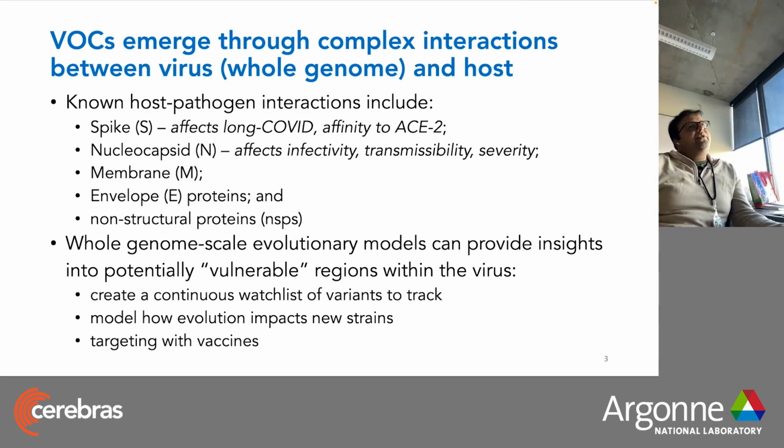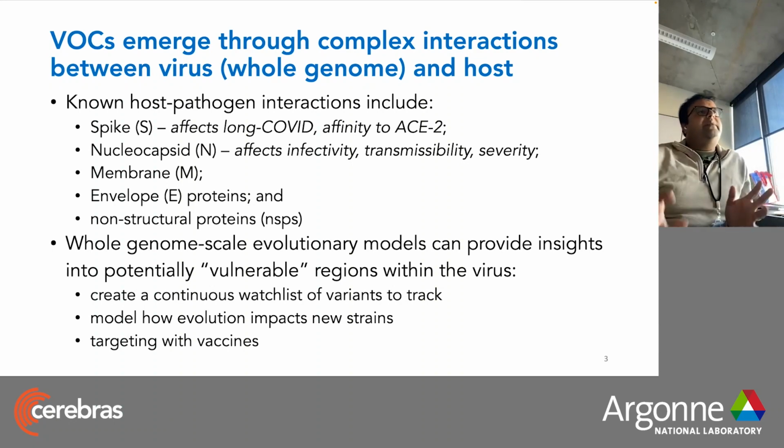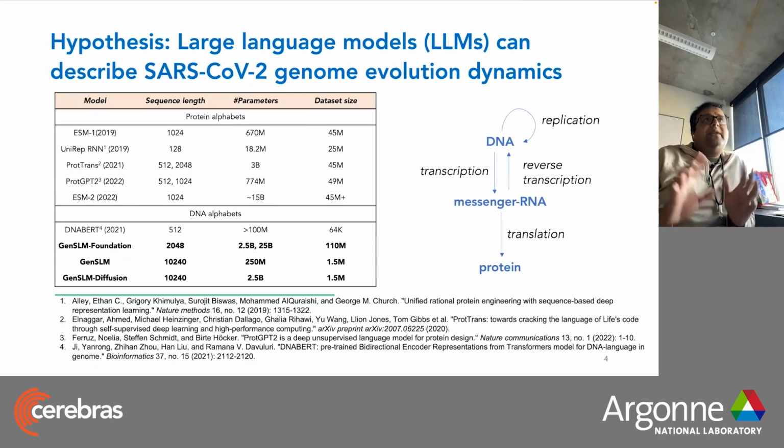And the whole genome scale evolutionary models will eventually provide us with insight into what the potentially vulnerable regions within the virus are. And if so, we can create this continuous watch list that I was talking about before, and you can understand how these evolutionary strains impact the creation of new variants that we need to tackle. And that's also providing downstream information for building new vaccines. So that's the biological background for why we want to track at the whole genome scale.